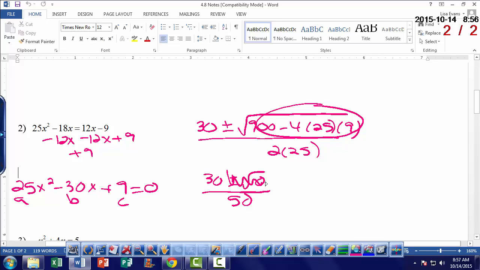So this whole thing is gone. We end up with 30 over 50. We want to reduce that fraction, so my answer is 3/5. Notice we only get one answer in this problem, and that's okay. We're going to talk about our solutions after we're done doing these examples. Let's go ahead and try the next problem.